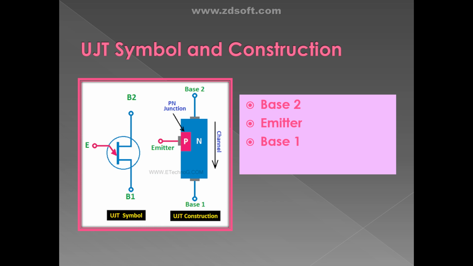Three terminals are taken from this structure, one from emitter region and two from the base region. They are base 2, emitter, base 1. The emitter region is closer to base 2 terminal than base 1. Symbol of UJT. The schematic symbol of UJT is different from junction field effect transistor. The difference is that the arrow is at some angle in the schematic symbol of UJT.